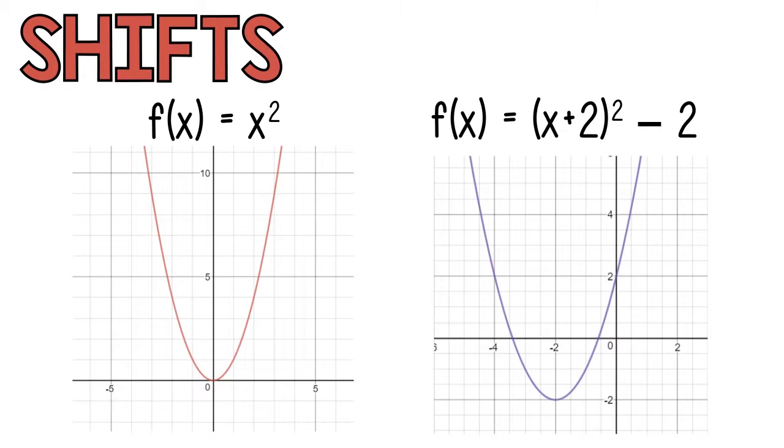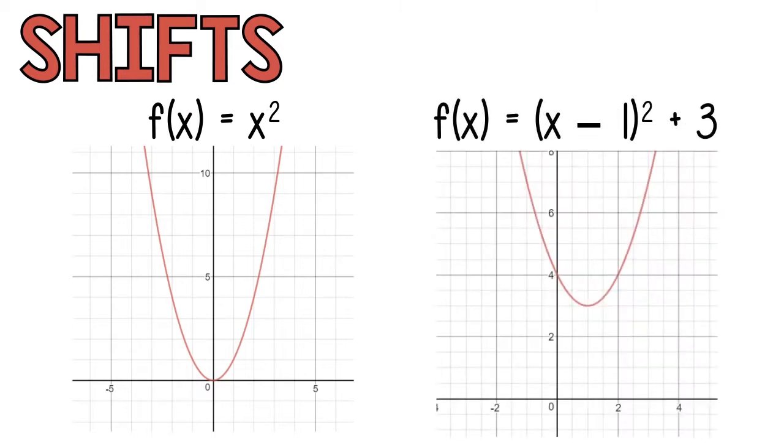Another example. If we have the equation f of x equals x minus 1 squared plus 3, the graph will move 1 unit to the right and 3 units upward. When adding functions, you just simply substitute the expression to the function name and simplify the expression.